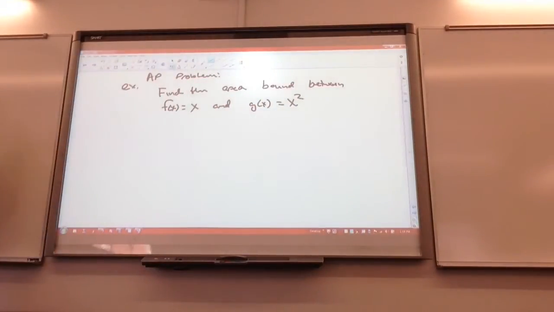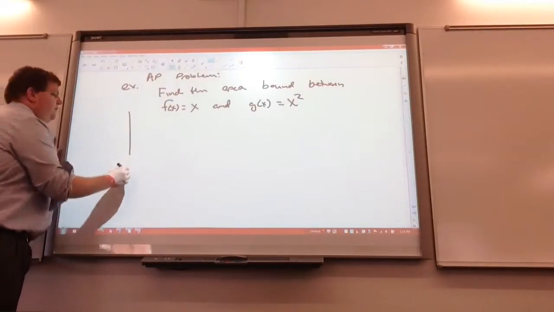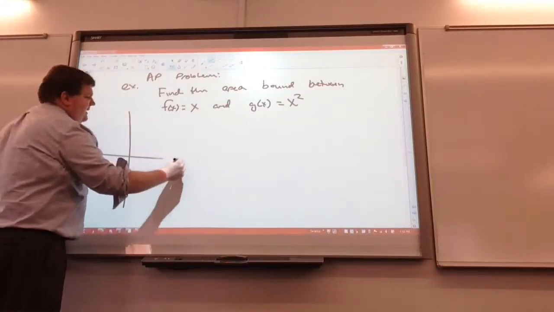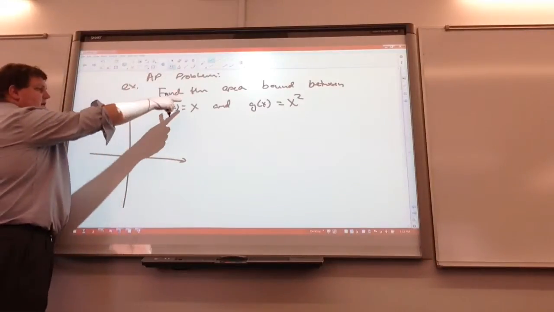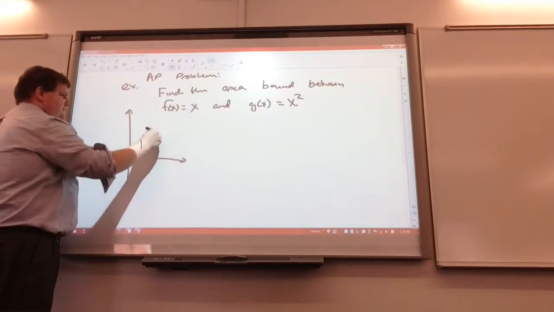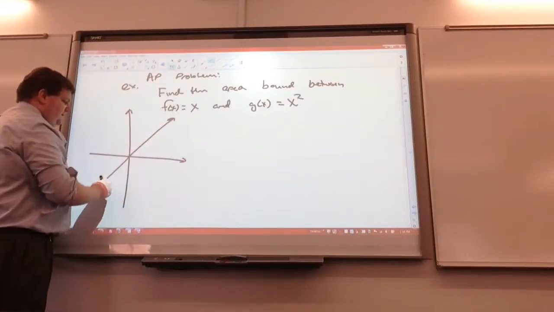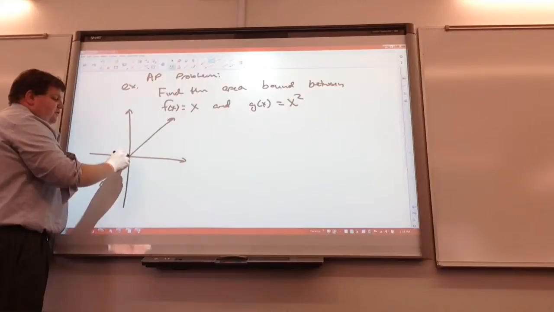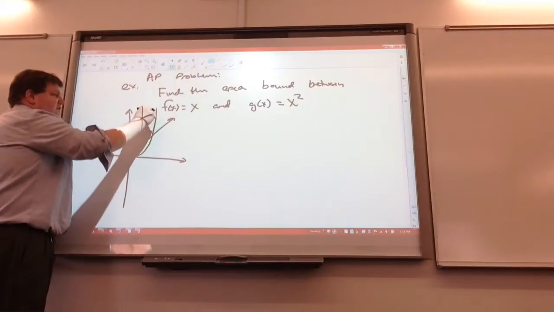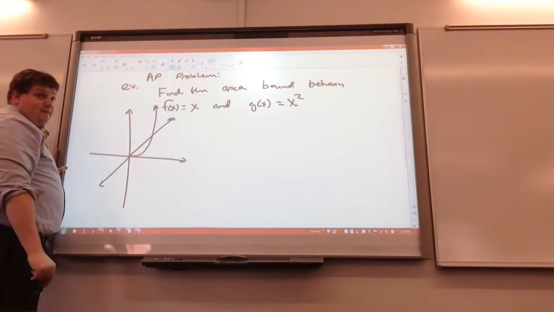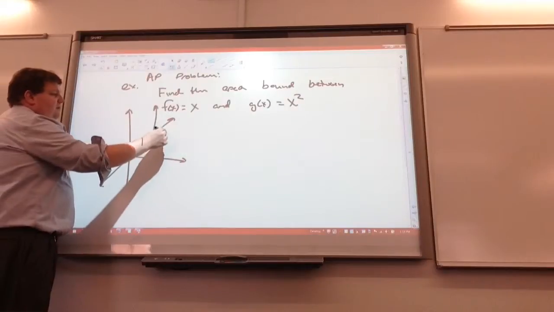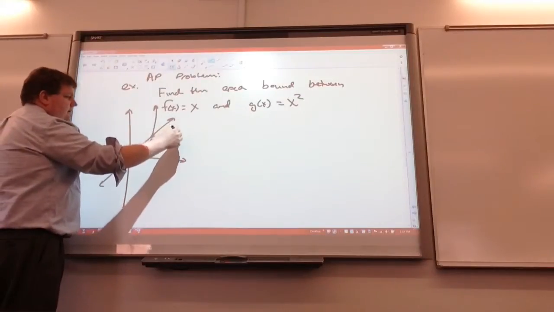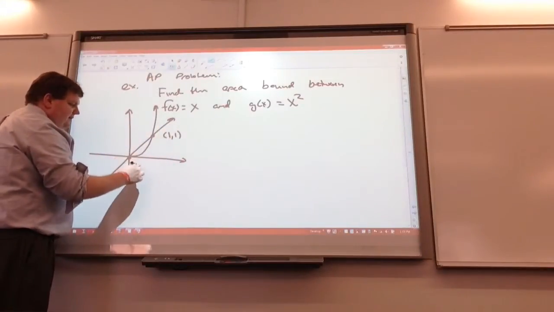So stuff that's specifically between those two, okay? Now, first thing I'm going to do, as always, I want to draw my system out. What does this look like? F of x is a straight line, a diagonal line like so. G of x is a parabola. It starts off less than f of x, then crosses and becomes greater than f of x, okay? So they cross at the point 1, 1, and at the point 0, 0.